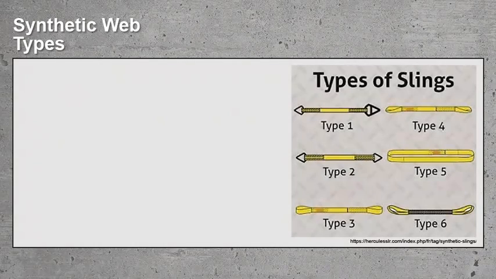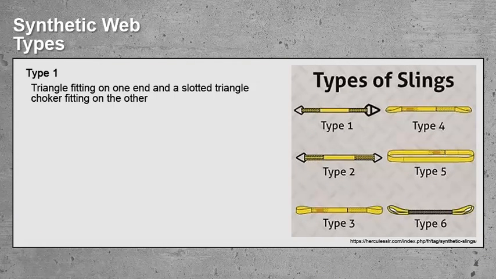Synthetic web slings have 6 different types. Type 1 has a triangle fitting on one end and a slotted triangle choker fitting on the other. This type can be used on a vertical, basket, or choker hitch. A Type 2 sling is made with a triangle fitting on both ends. Type 2 slings can be used in a vertical or basket hitch only.